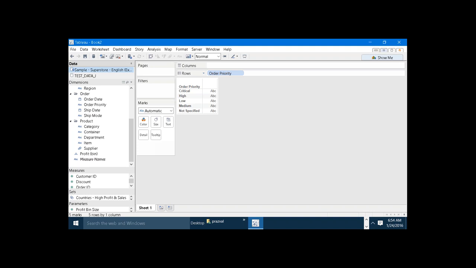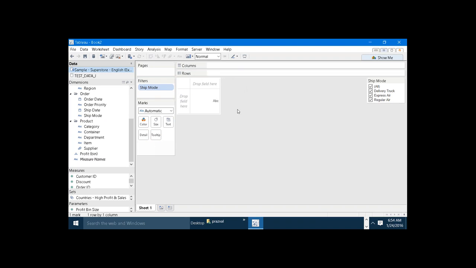SCD. Next, ship mode. Similarly, the ship mode also will change depending on our requirement. If we drag the ship mode, we can see the different ship modes like delivery truck, express air, and regular air. So it also will change depending on our requirement. So the ship mode comes under SCD.